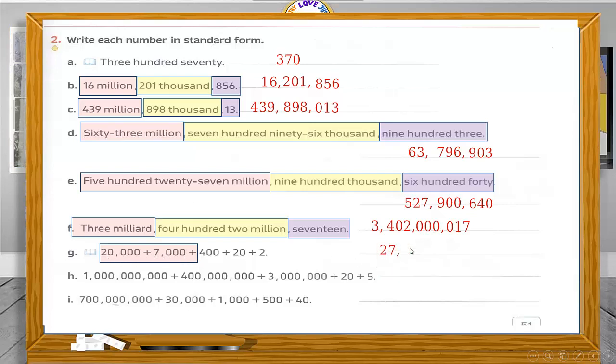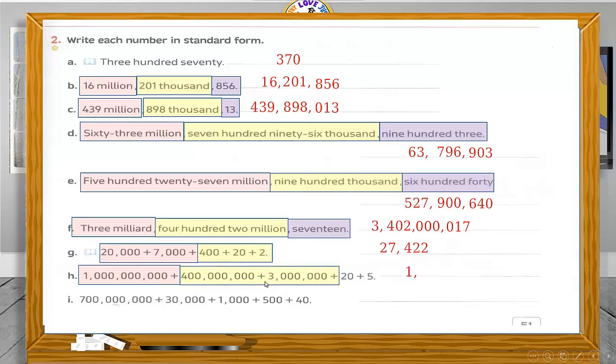27,000. Right here, 27,000. Next period we have 422. Write 422. Here we have 1 milliard. The next place or next number we have 400 million. So this first period 1, write 1 and put comma. Next period in millions we have 400 and here 3 million. So we have 403 together in one period. 403 million. Last period 25.